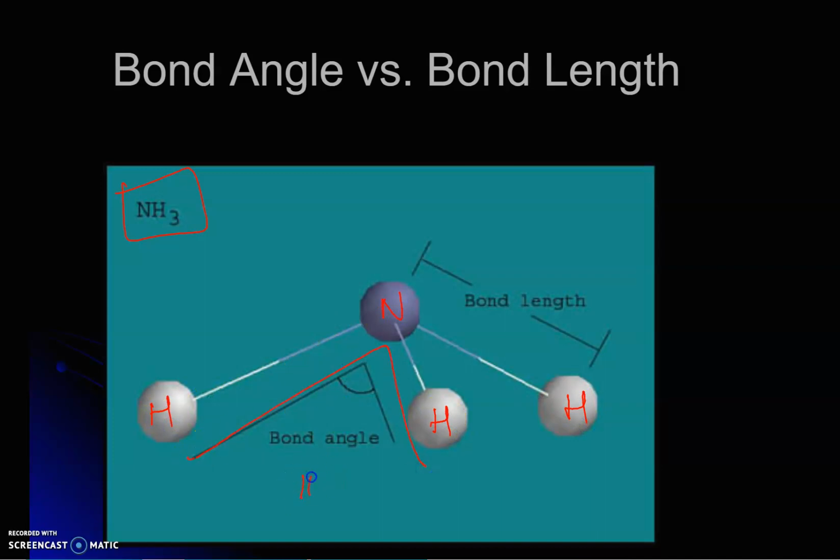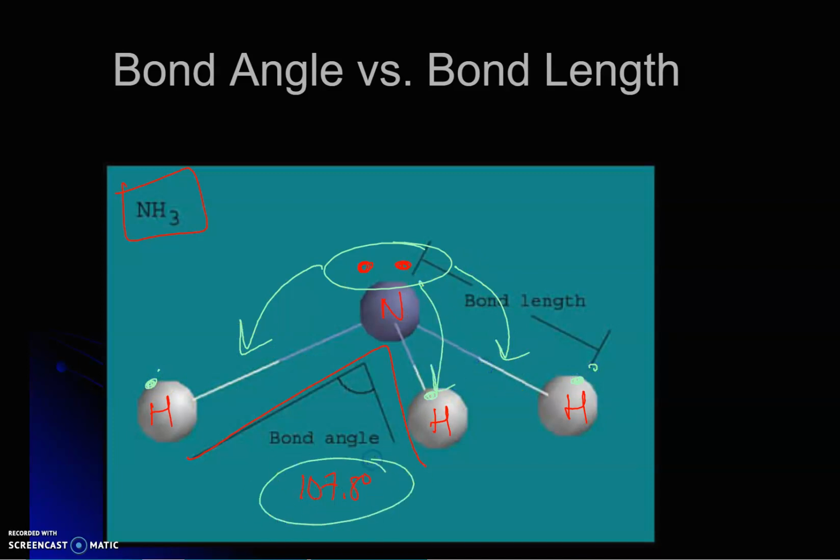And I believe for ammonia, it's 107.8 degrees. And nitrogen has a lone pair up here. These lone pairs that appear right here actually repel the electrons that are right here on all of the hydrogens. And when it pushes them down, it gives that specific bond angle.